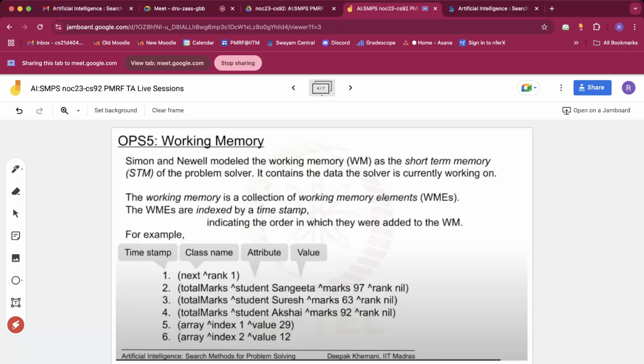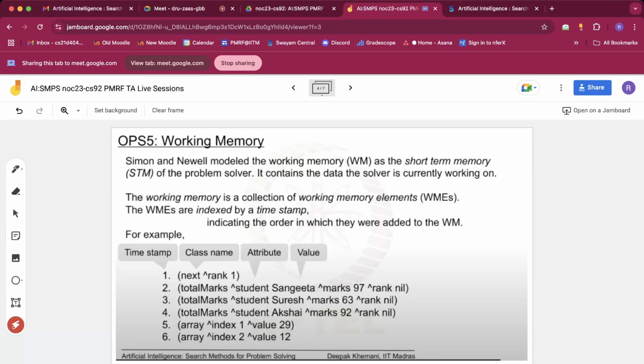The second element translates to: for class total marks, there is an attribute student with a value Sangeeta, another attribute marks with a value 97, and another attribute rank with value nil. What this essentially means is that in the class total marks, a student named Sangeeta has marks 97 and the rank of Sangeeta is not yet decided, so it is nil. This is how you can read a particular working memory element.